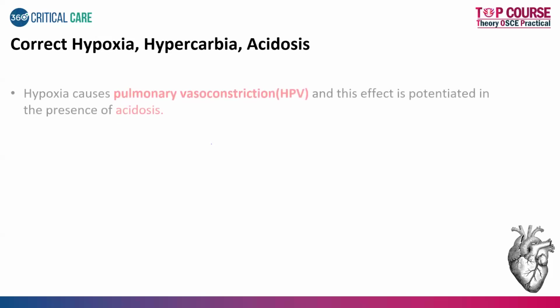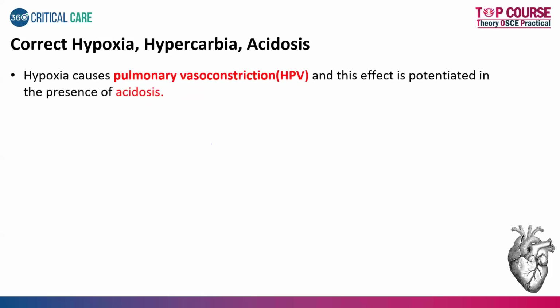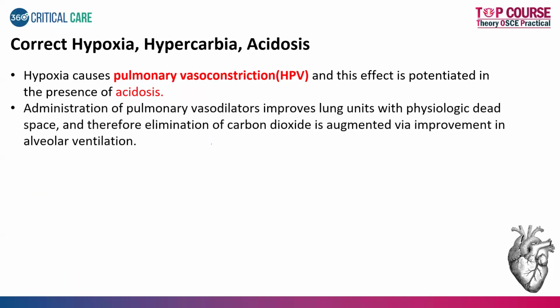The other supportive care that needs to be taken care of is the correction of hypoxia, hypercarbia, and acidosis, because hypoxia causes pulmonary vasoconstriction, the hypoxic pulmonary vasoconstriction that we all know about. And this in the long term can cause acidosis, which is again detrimental. So administration of pulmonary vasodilators has been shown to improve VQ matching, and that reduces hypoxia and improves HPV, that is, hypoxic pulmonary vasoconstriction.